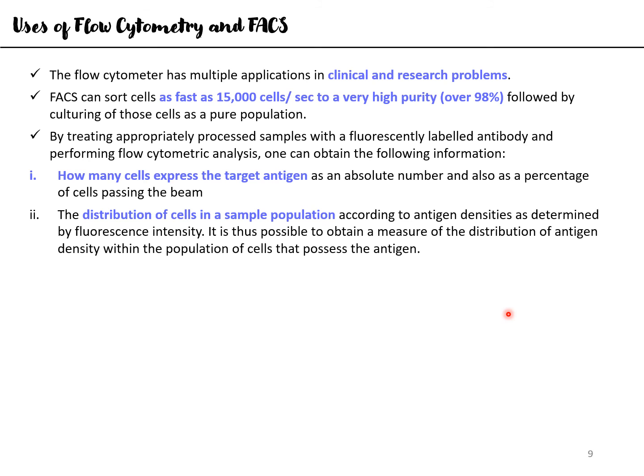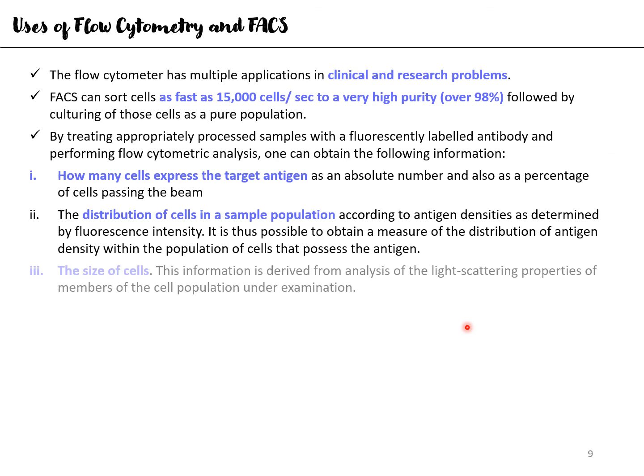So, how many antigen molecules are expressed on the surface of the cell will determine how many antibodies will bind to it, which in turn will determine the intensity of the fluorescence. So, you can even detect the distribution of cells according to the antigen densities. It is therefore possible to obtain a measure of the distribution of antigen density within the population of cells that possess the antigen. Third, the size of cells.